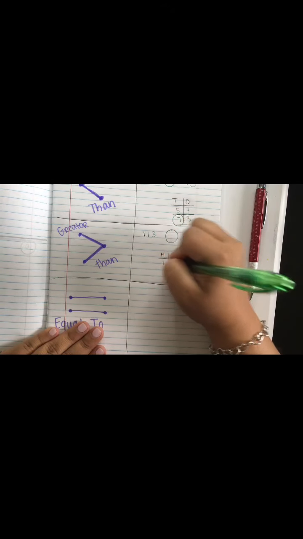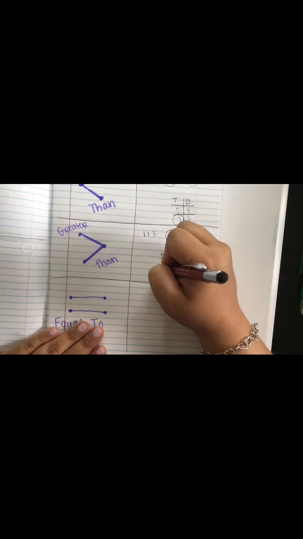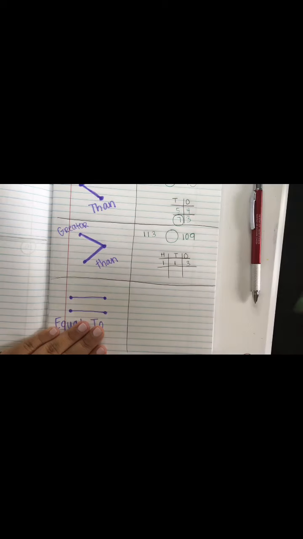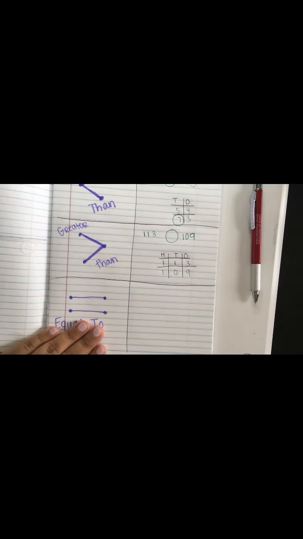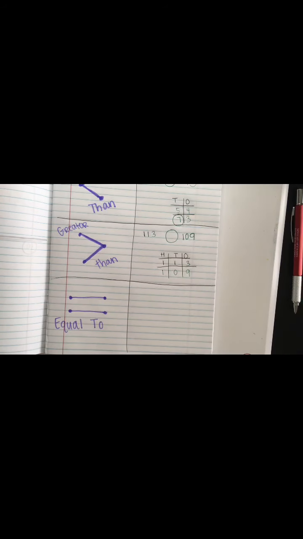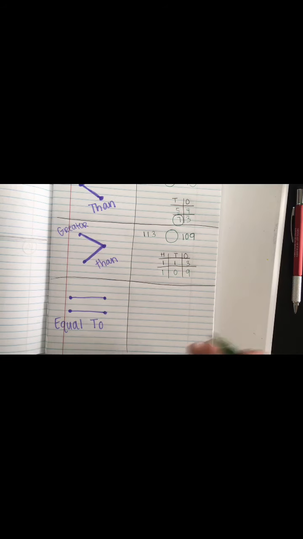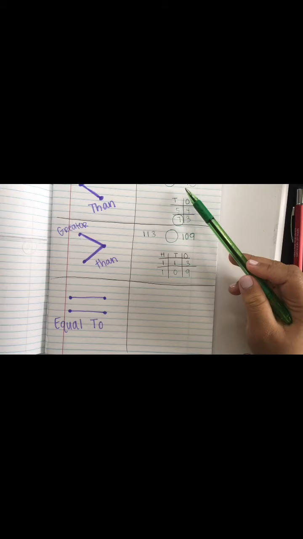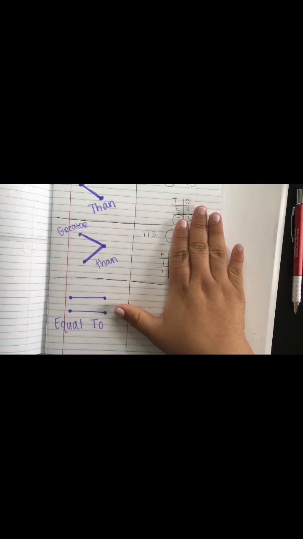The number 113. Draw my line. And the number 109. Now, like I said, when we're comparing numbers, we're always going to compare in our greatest place value. For up here, our greatest place value was 10. But if we're moving down, now we have 3 digits. Our new greatest place value is our hundreds.